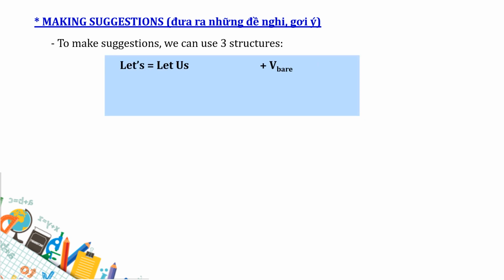Number one, let's. Let's is a short form of let us, and we use verb infinitive after let's. Number two, why don't you or why don't we? We can use verb infinitive after why don't you and why don't we. Number three, what about? What about is different from let's and why don't you. We use verb-ing or noun after what about.